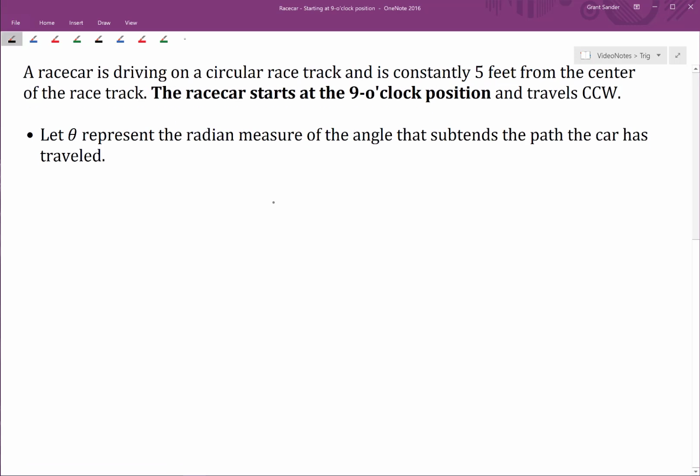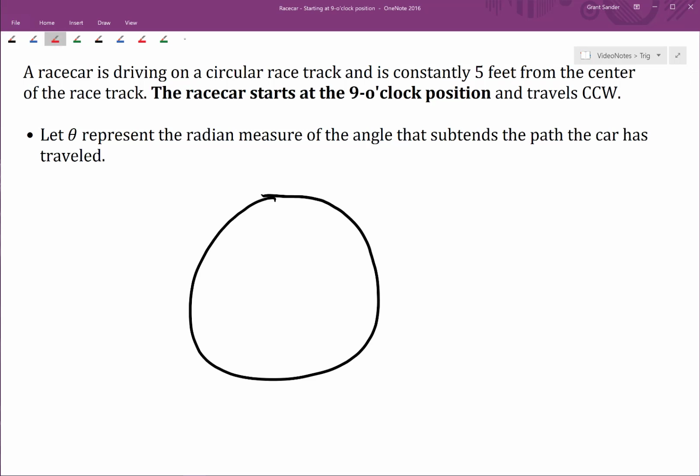So we should definitely start by drawing a diagram. So we've got our circular racetrack, and in this scenario, things are a little different than usual. The race car starts over here at the 9 o'clock position instead of the 3 o'clock position. And then the race car starts traveling counterclockwise along the circular track. So we'll just freeze the situation right there, and we'll draw in our angle.